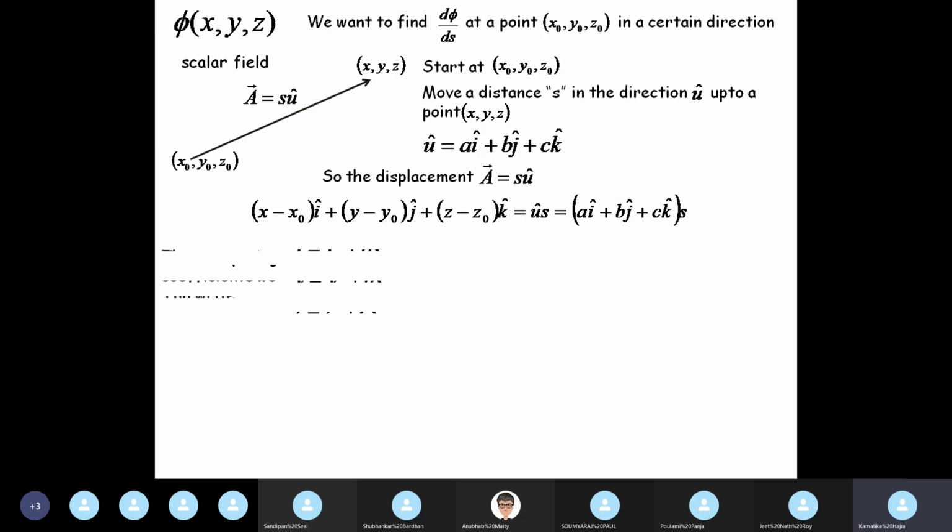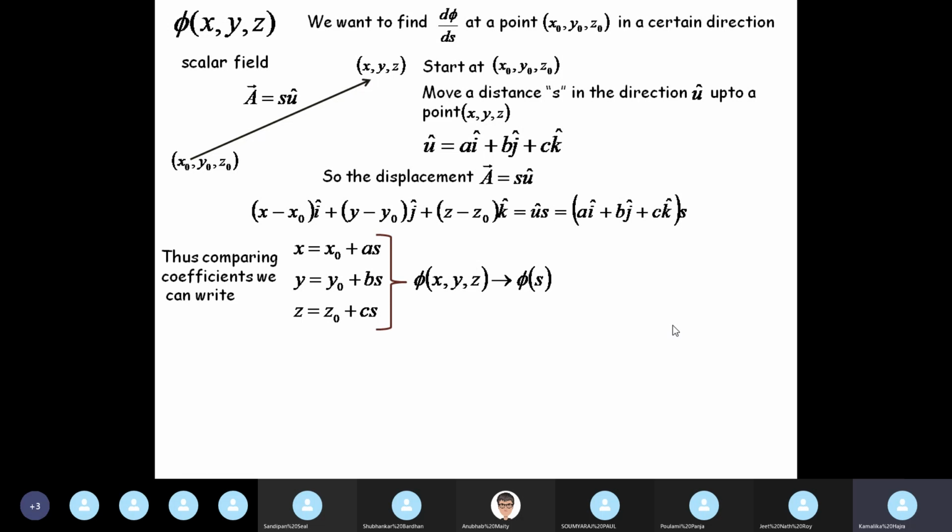All right. So now, comparing the coefficients of i, j and k from both sides, we can write down x equal to x0 plus as, y equal to y0 plus bs, and z equal to z0 plus cs. I hope everybody can understand how I have got this. I have just compared the coefficients of i, j and k from both sides.